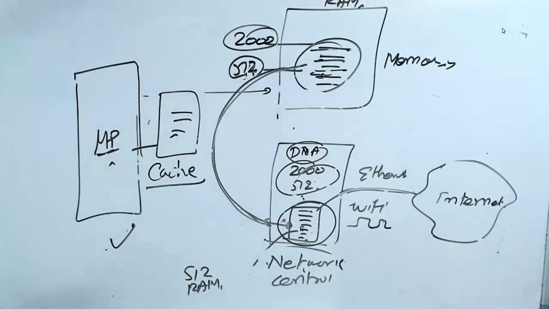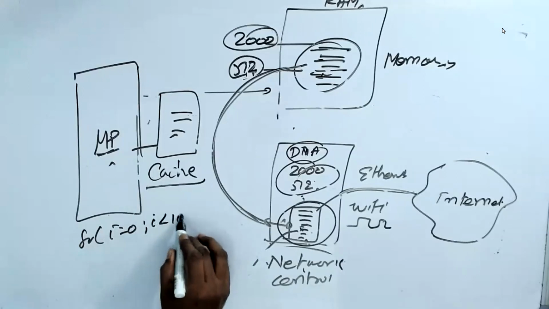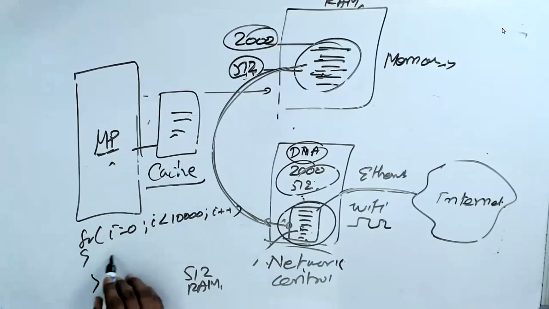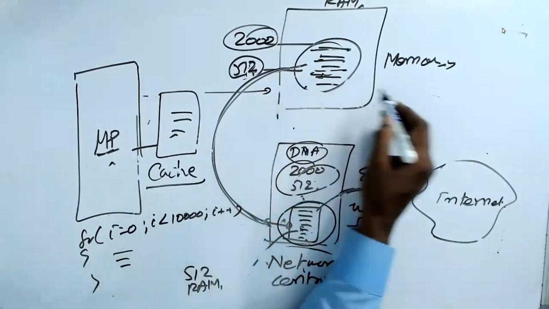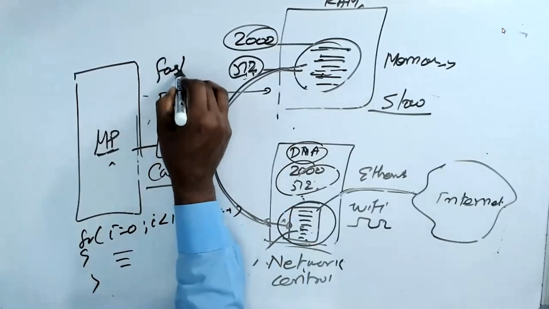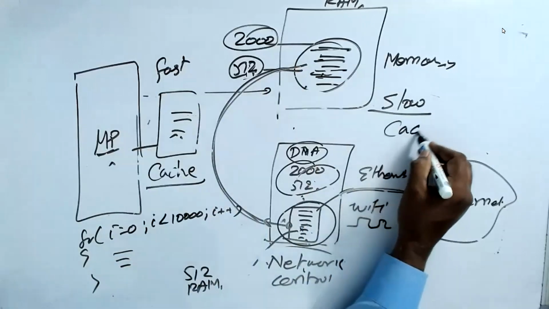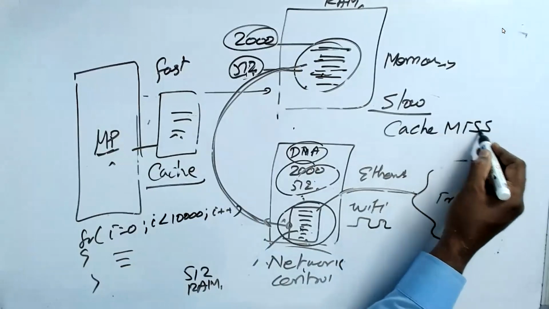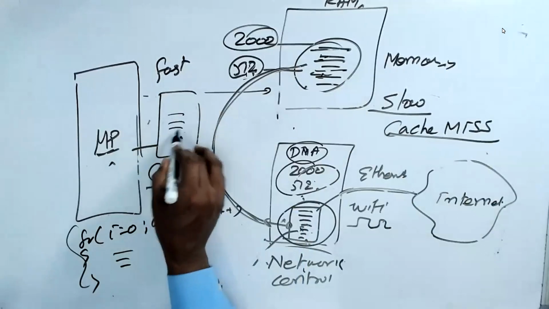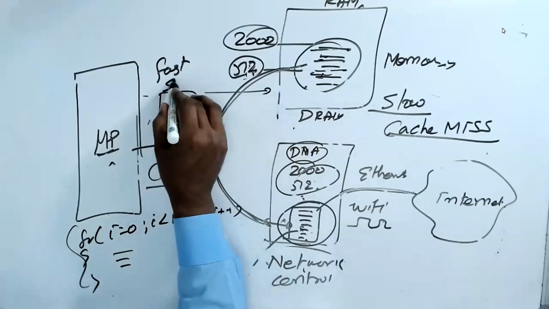So for example, if you're doing a for loop, for i equal to 0, i less than 10,000, i plus plus, you do the activity. The main memory is slow; this cache memory is fast. The first time it will read from main memory, that is called a cache miss. But later, this program comes into the cache memory. This is actually DRAM, and this is SRAM.